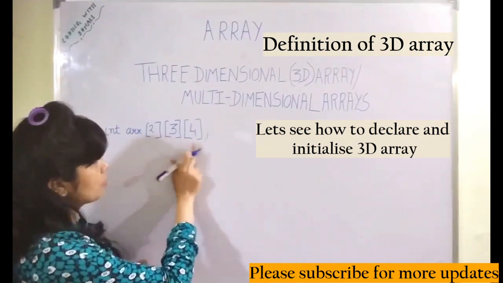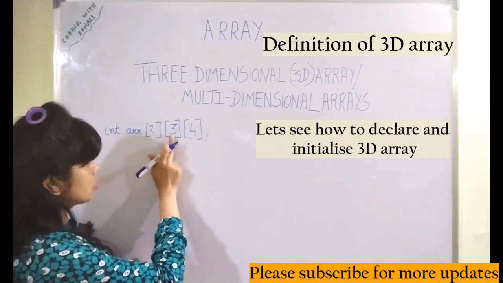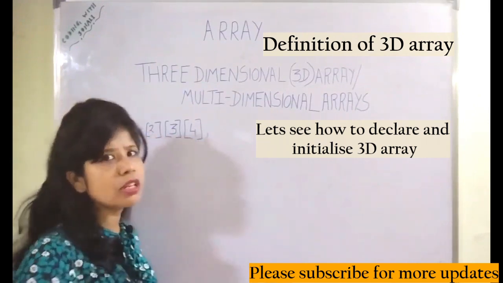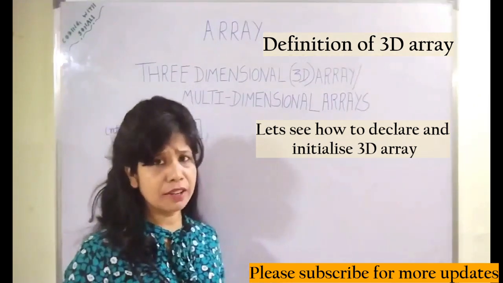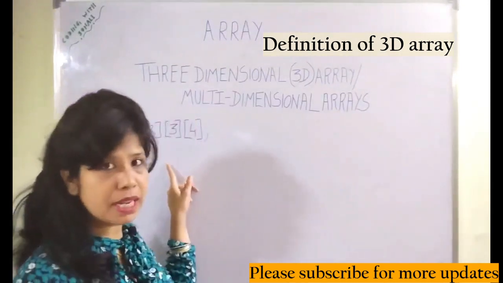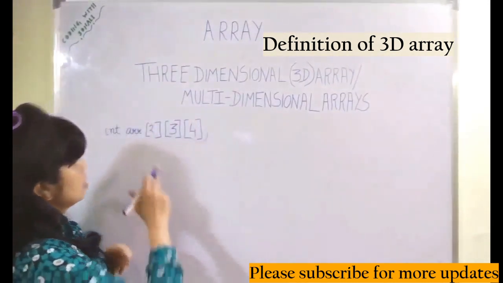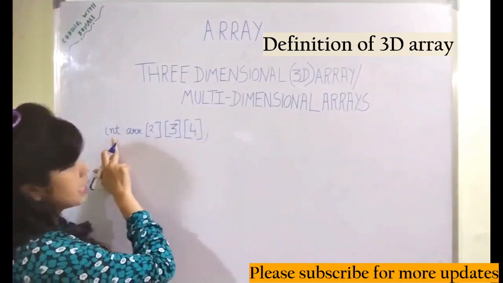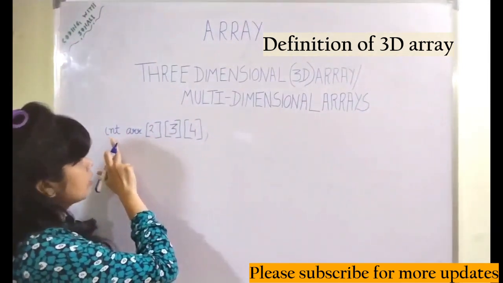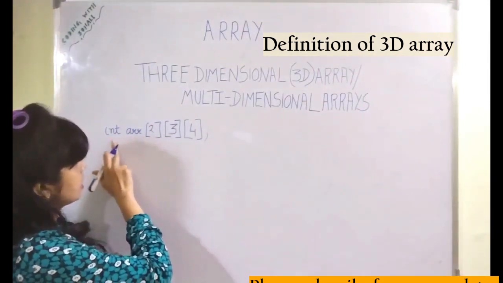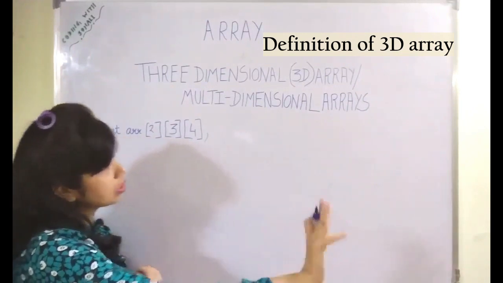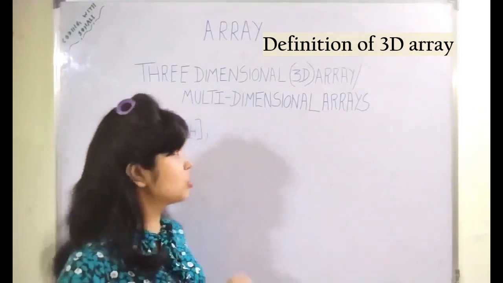For the three dimensions, you have to give the size. This is 2, this is 3, and this is 4. Whatever you want to declare your array as, you can give any size depending upon your requirement. You can see here, this array is of the data type integer. We know that whenever a data type is given, if it is an integer, then all the elements will be of the data type integer.